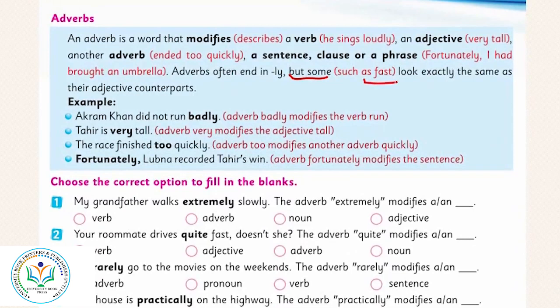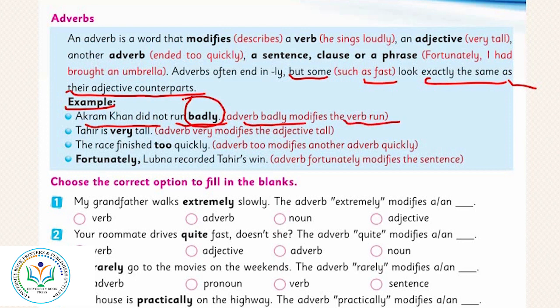But some, such as fast, look exactly the same as their adjective counterparts. लेकिन कुछ adverbs जो होते हैं, बिल्कुल adjective की तरह दिखते हैं या act करते हैं in a sentence. For example, Akram Khan did not run badly. Adverb badly modifies the verb run here. अब badly क्या है, ये adverb of manner है कि किस manner में अक्रम जो है भागा. Did not run badly. Run आपका क्या है, verb है. And badly is an adverb which is modifying the verb run here.